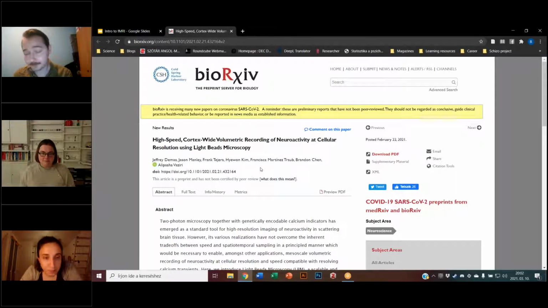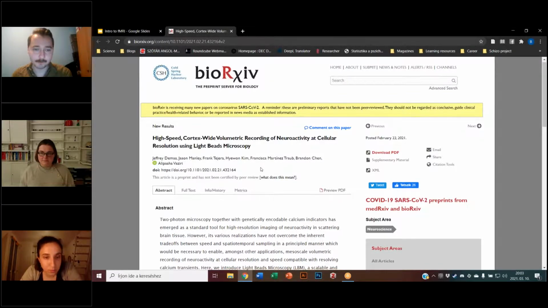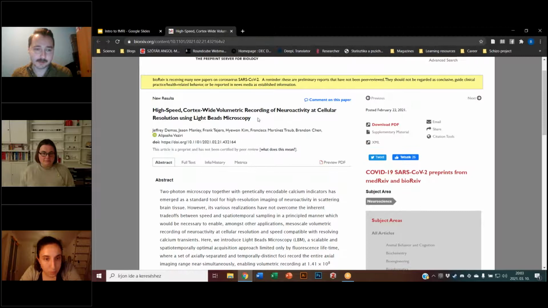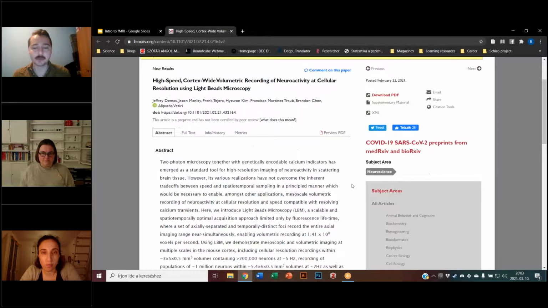in New York, who basically demonstrated that calcium imaging, which gives us really good spatial resolution and pretty good temporal resolution, is almost comparable to single neuron recordings. And they managed to record around 1 million neurons in the mouse cortex, which is pretty impressive.